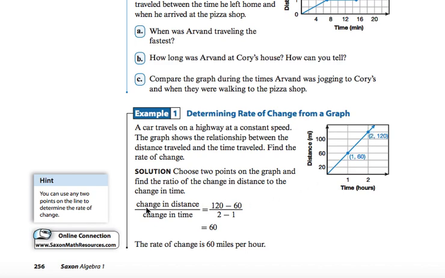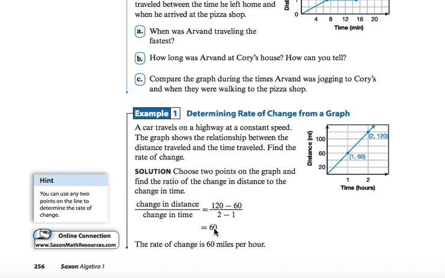So we set this up and we calculate the change in distance in the numerator and the change in time in the denominator. Notice that the change in distance is on our y-axis, that goes in the numerator, and the change in time on the x-axis goes in the denominator. So we would take 120 minus 60 and 2 minus 1, that's what they set up in this problem here, to find 60 miles per hour as the rate of change. Each hour that you're driving, you're going 60 more miles.